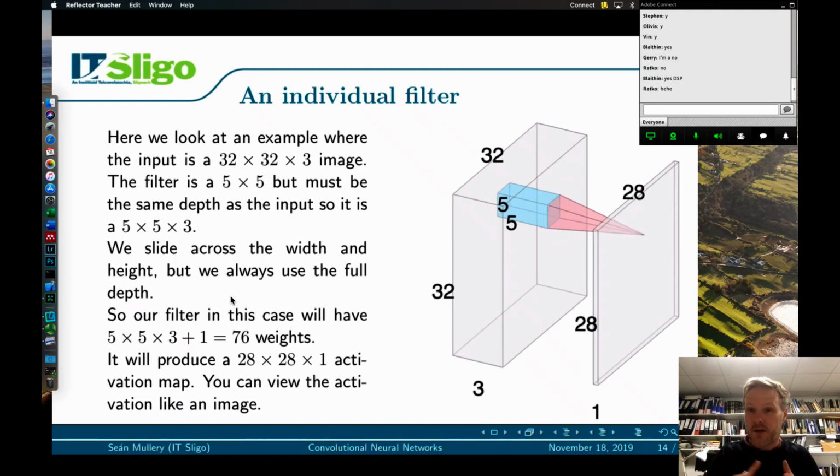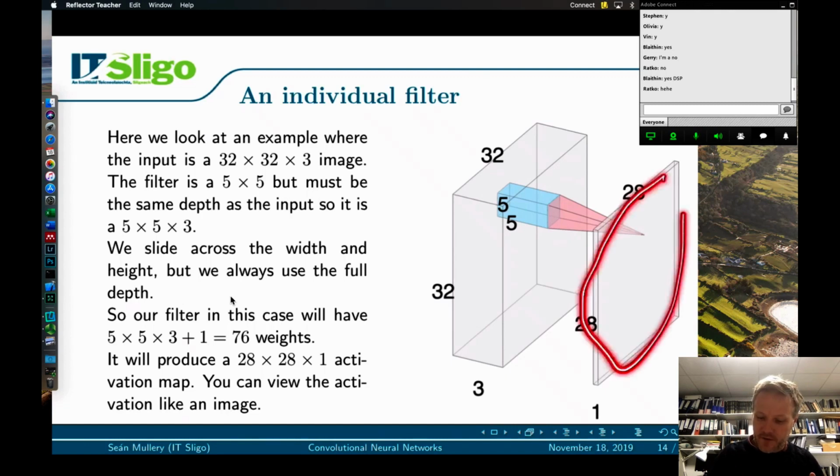So it's much bigger than what you would get if you tried to do this with something like a fully connected layer, in terms of the number of filter weights that produce an output. We slide this across the width and the height, but we always use the full depth. It will produce a 28x28x1 activation map. So this is what we refer to as an activation map here.